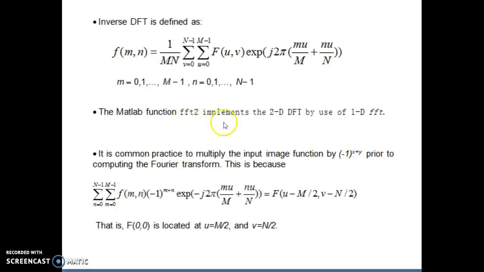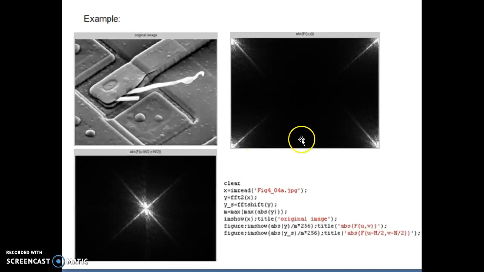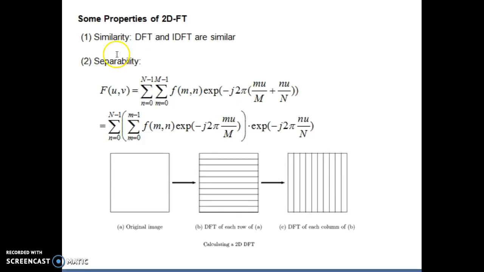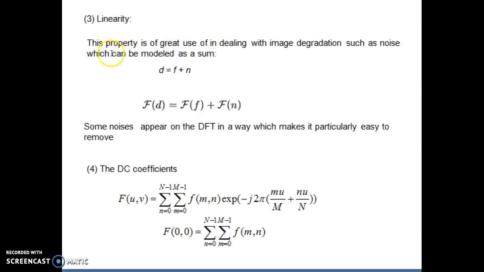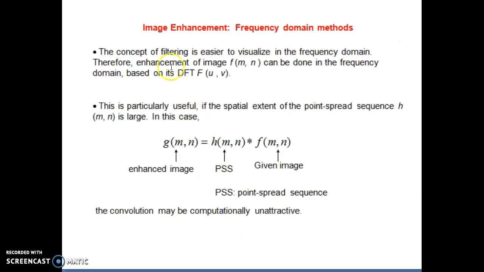The MATLAB function fft2 implements a two-dimensional DFT by the use of one-dimensional FFT. So when we implement it using MATLAB, this is the function that could be used. An example of the original image and the absolute value of F of u comma v: for a given image, how the transform domain looks is indicated here. Some of the properties of the two-dimensional FFT are similarity, separability, linearity, and you can obtain the DC coefficients.